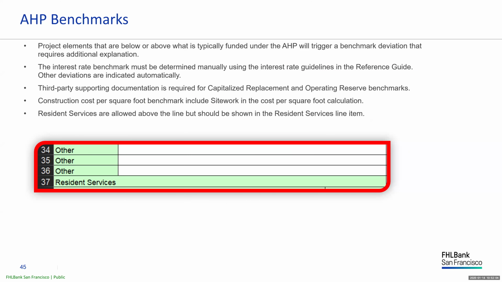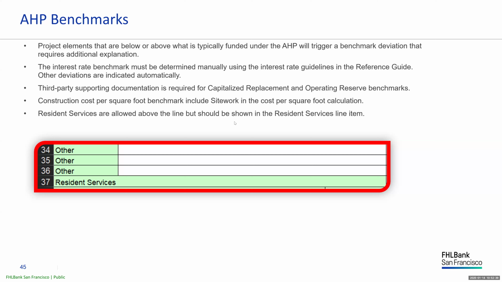If there are benchmark deviations, we need a detailed explanation for why the project's costs are outside of what we normally see. All deviations will be calculated automatically in the workbook and be highlighted in yellow, except for interest rates, which need to be compared to the rates in the reference guide. Benchmark deviation explanations are no longer required to be quantifiable and can come from project sponsors for most benchmarks. But we do still need enough detail and an explanation to really understand what is going on and to be able to explain to our regulator how we got comfortable with it.